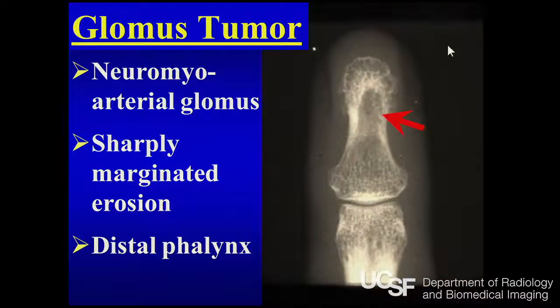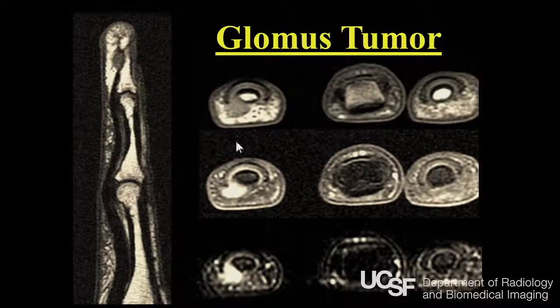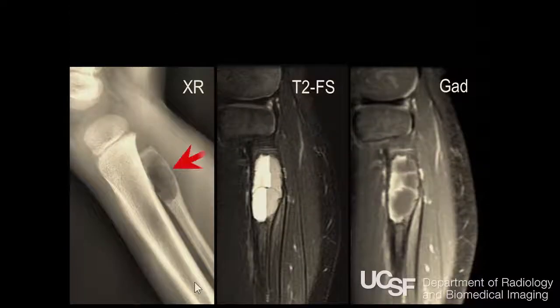Glomus tumors are much less common and occur in the distal or acral skeleton. Arising from the neuromyoarterial glomus, we see on radiography these sharply marginated eccentric erosions classically in the distal phalanx because there's an adjacent soft tissue mass like we see here. These enhance avidly after contrast administration because they're very vascular. So, MR of a glomus tumor. What about this case?